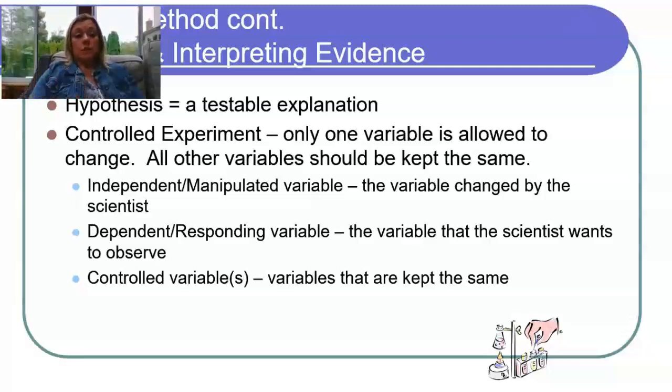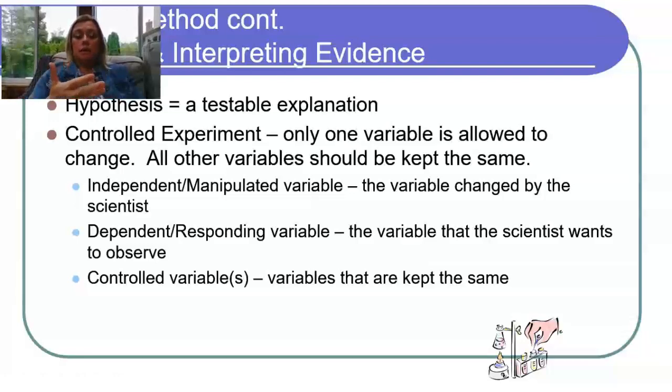situations. So what we call the independent variable is the variable that's changed by me, the scientist. The dependent variable depends upon what's happening with the independent variable. That's the variable that I want to watch. Okay? Controlled variables are all kept the same. So here's a situation.